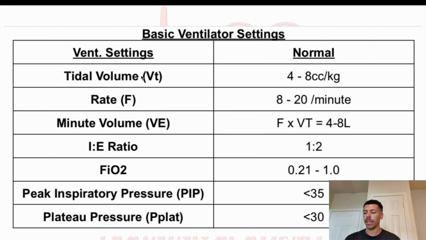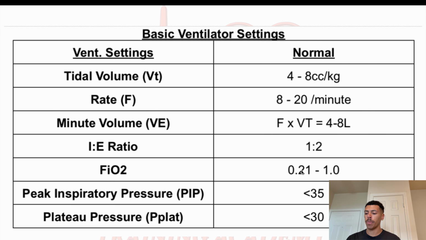We have our vent settings on the left, and then the normal ranges on the right side. So for tidal volume, VT, you're looking at about 4 to 8 cc's per kilogram. And again, that's going to be based off of the patient's ideal body weight. Then we have our frequency, our rate, and that's typically going to be about 8 to 20 a minute. We have our minute volume, or VE, and that's going to be frequency multiplied by tidal volume, and that'll typically be about 4 to 8 liters. The I to E ratio is typically going to be 1 to 2, 1 second inhale, 2 second exhale.